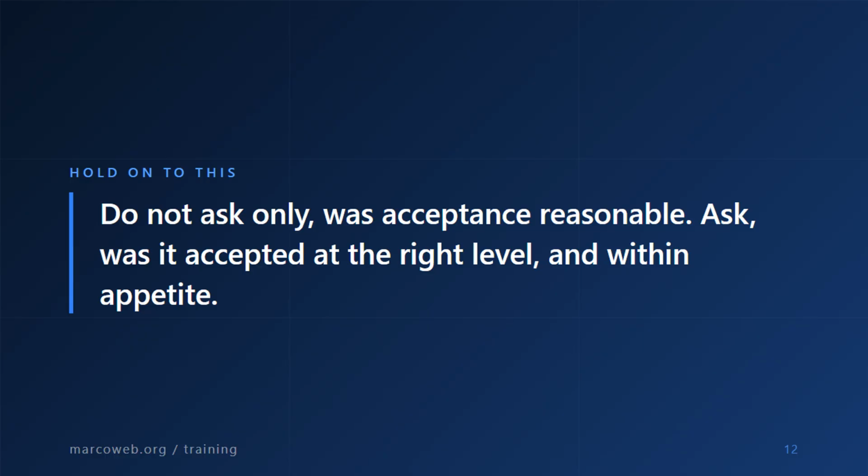So carry this away. When you see a risk accepted, do not ask only, was acceptance reasonable? Ask, was it accepted at the right level of authority, and within the board's appetite?